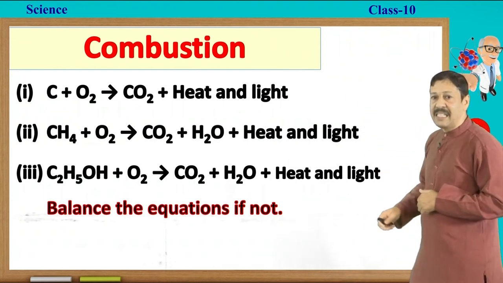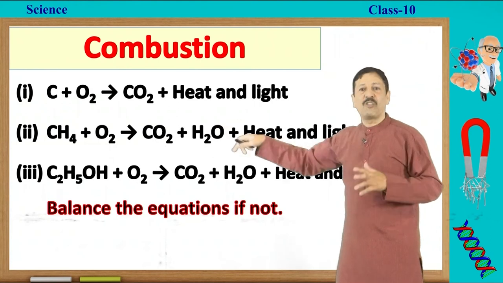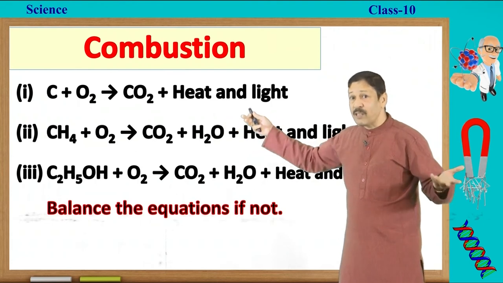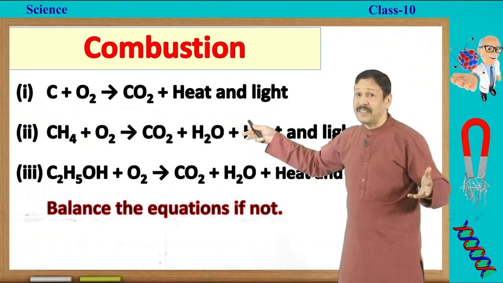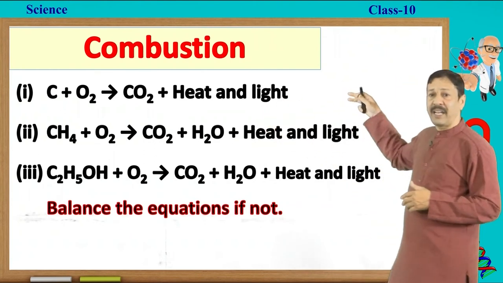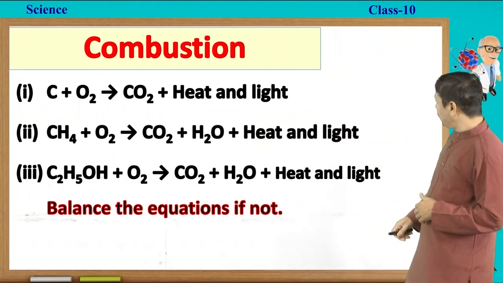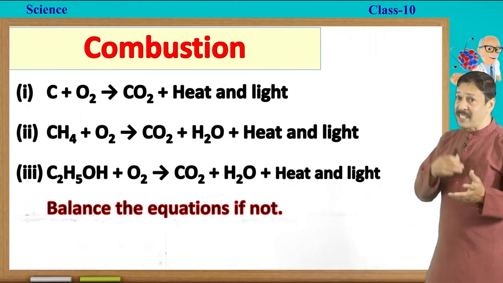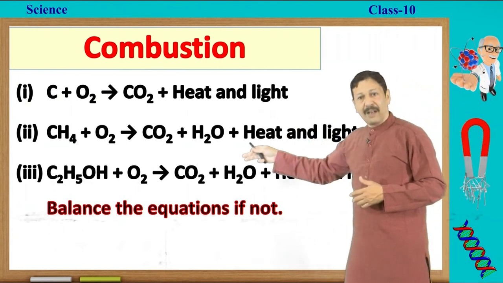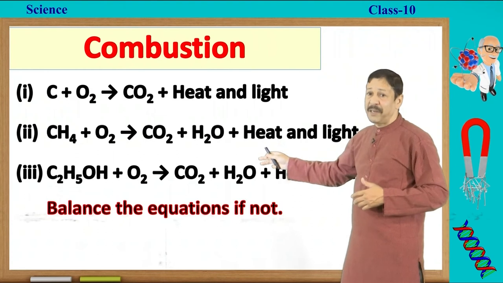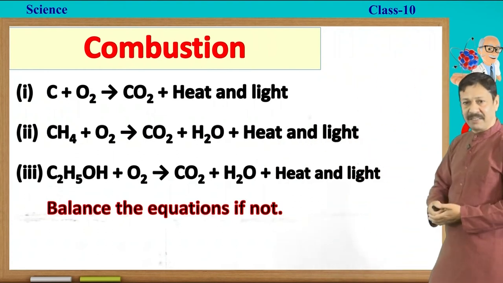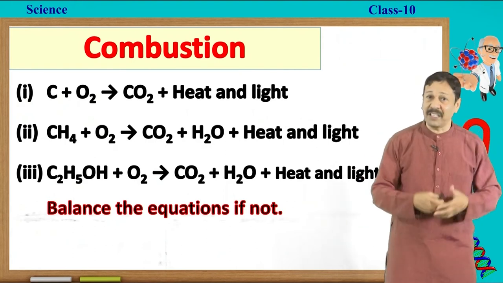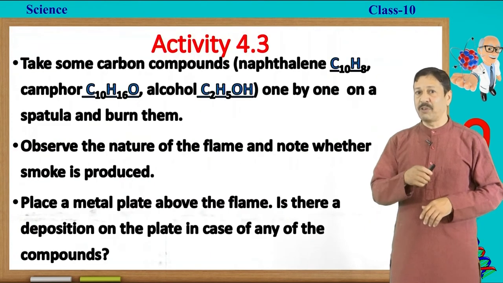That is the energy. Similarly, when methane hydrocarbon is oxidized, this is the natural gas. Yes, natural gas is also a source of energy. Now it produces carbon dioxide, water, heat and light. Similarly, ethanol, which is used in the laboratory in the spirit lamp, ethanol plus oxygen produces carbon dioxide, water and heat plus light. Now you have to do one more thing. What is that? You have to balance the equation, if not. Now let us move on to the next one.